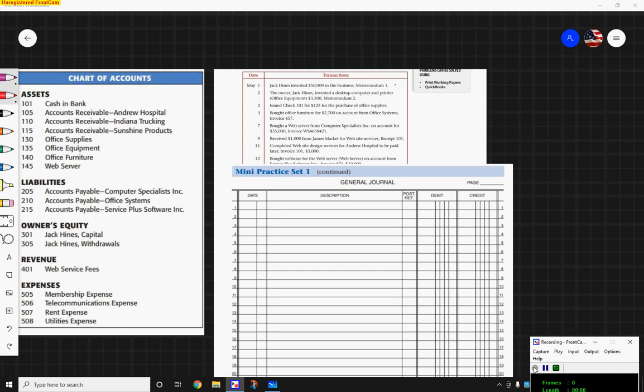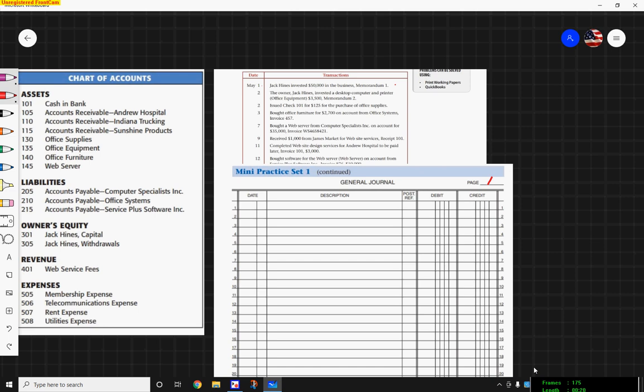Welcome to mini set number 1, video number 2, where we are going to start journalizing the transactions. But as with everything, we may have to make sure that the documents are noted properly. This is page number 1, so we're going to put a number 1 on that very first general journal. We're going to try and get through at least 5 of these transactions, and we'll move as quickly as we can.